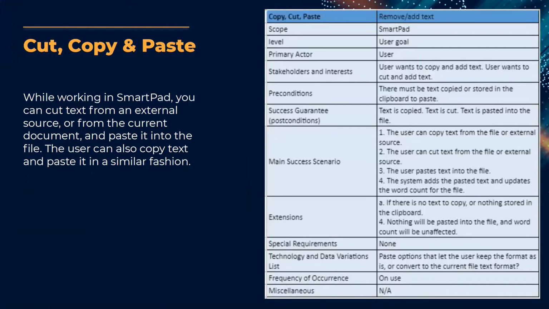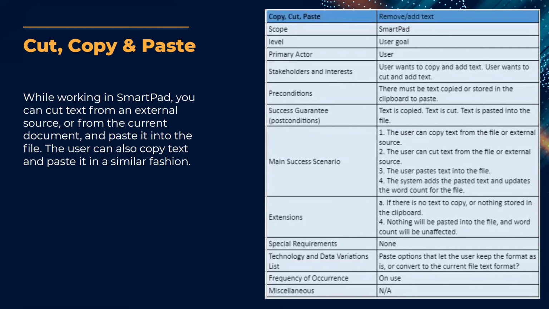Thanks, Cam. I'm going to cover the cut, copy, and paste use case. So the scope is the SmartPad, level is user goal, primary actor is a user. Stakeholders and interests: the user wants to copy and add text to the file, and the user wants to cut and add text. Any preconditions? There must be text copied in the clipboard to paste into the document.